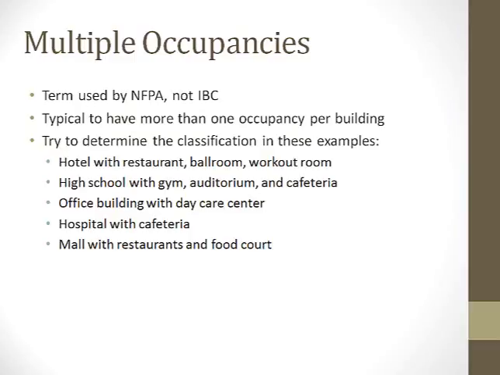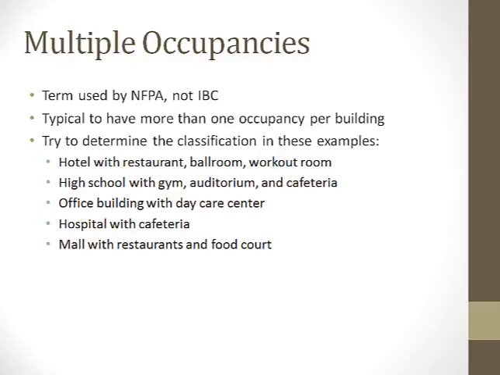Then we have multiple occupancies, and this is a term used by NFPA, not IBC. It's typical to have more than one occupancy per building. So here are some examples, and you can reference your textbook and just have fun with these for a few minutes, if we can use that word, and see if you can figure out what the classifications would be.